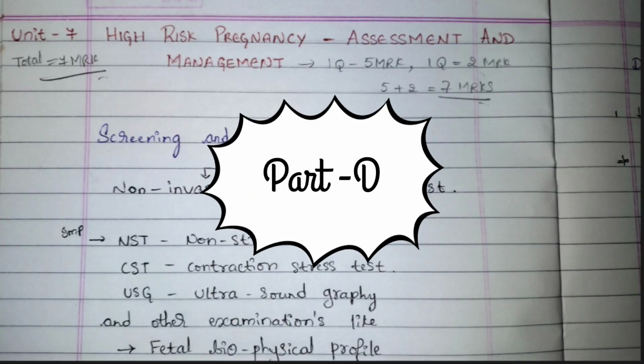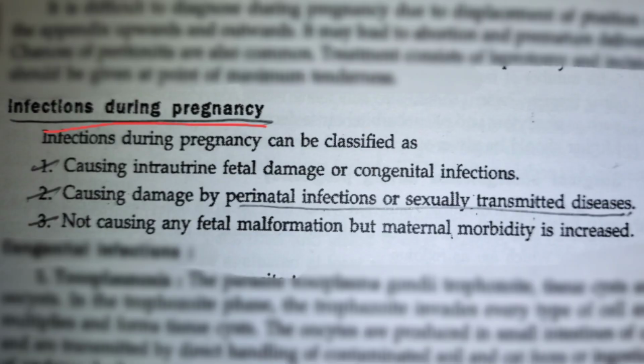It's Unit 7 Part D. Infections during pregnancy. There are lots of infections which affect the pregnancy and lead to abortion. To avoid that, there are lots of precautionary measures which are taken in the form of monthly checkups. A pregnant woman will go to the hospital regularly for routine checkups.